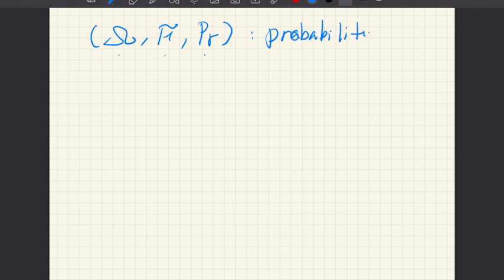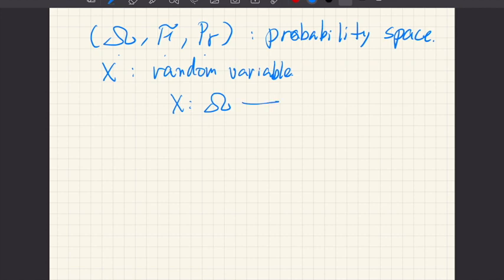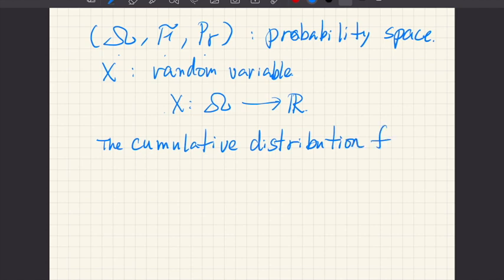So if we have the usual probability space, where we have a sample space, its sigma algebra, and a probability measure, and X is a random variable, that means X is a function from omega to real numbers, and also X is a measurable function. Then we define the cumulative distribution function. Or we just say distribution function.